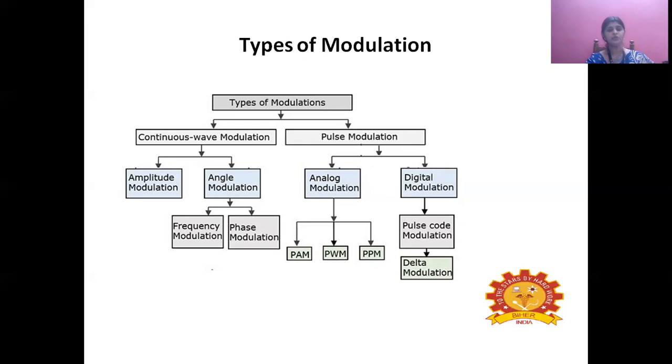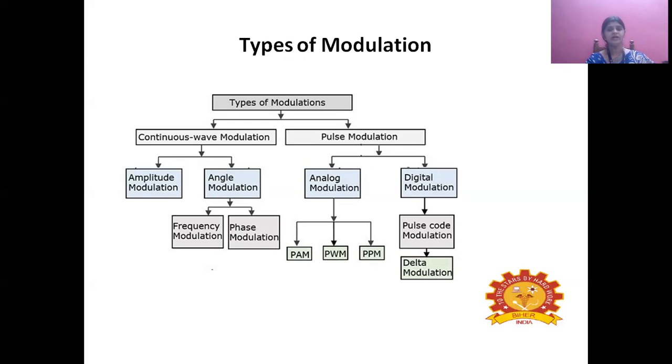And here in amplitude modulation, the amplitude of the carrier is varied according to the message signal. In angle modulation, which is categorized into frequency and phase, in frequency modulation, the frequency of the carrier signal is varied according to the modulating signal amplitude. In phase modulation, the phase of the carrier is varied according to the modulating signal amplitude.